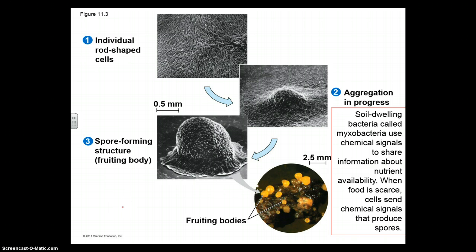So here is a type of soil-dwelling bacteria, and they use chemical information to share information about what nutrients are available. Here the bacteria is signaling to aggregate or clump together, and over here it forms a spore structure, which is sometimes also referred to as a fruiting body, which looks like this on the surface of something. It will do this when nutrients are available.